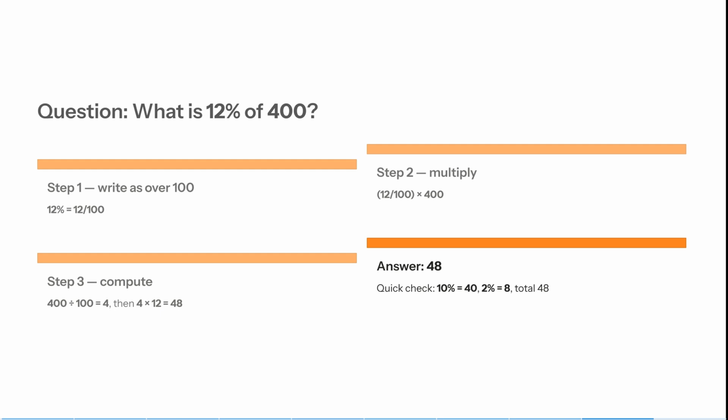Quick check, 10% of 400, we just take a 0 off, because it's a tenth, is 40. 2% therefore has to be 5 times smaller than that, because 2 is 5 times smaller than 10. So 40 divided by 5 is 8. Put those together gives us 48, which is the same as what we just calculated.